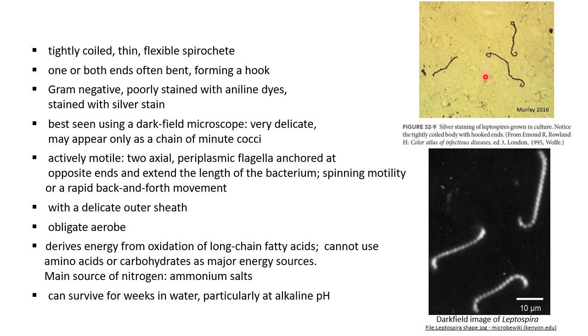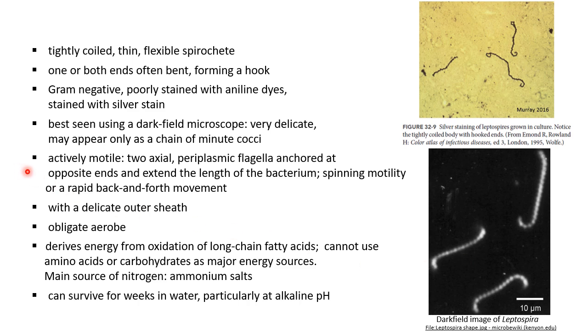So this slide here, the organism was stained with silver stain. It is also best seen using the dark field microscope, and they would appear to be very delicate, such that they may appear to be only comprised of a chain of minute cocci. We have here the dark field microscopy. We have the bent hook at the ends, and we see that they appear to be like a chain of minute cocci. We know that they are spirochetes, but because they are very thin, this would be how they appear under the dark field microscope.